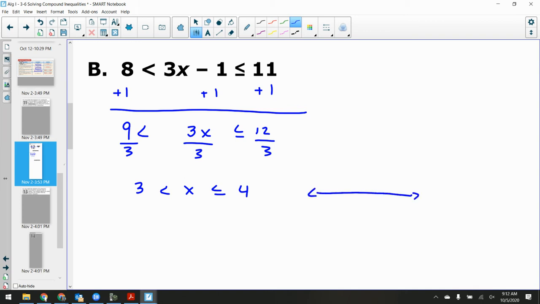So here's my number line. Here's 3. Here's 4. Open on 3, but closed on 4, connecting in. Yes, that can happen where you can have open on one end and not on the other.